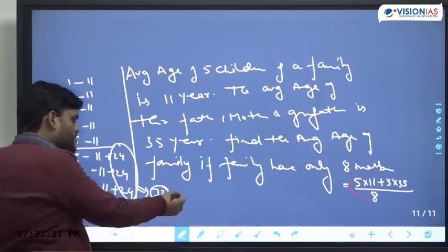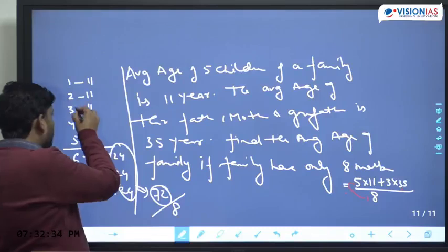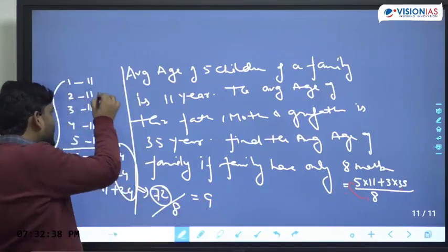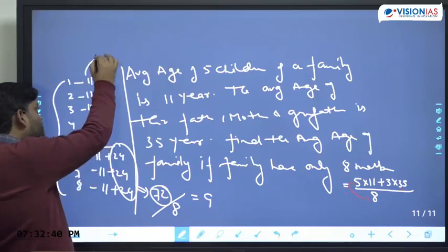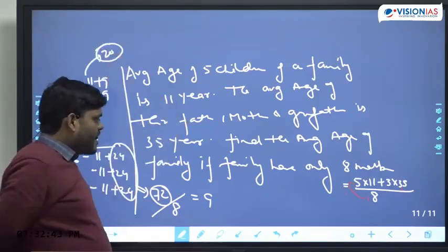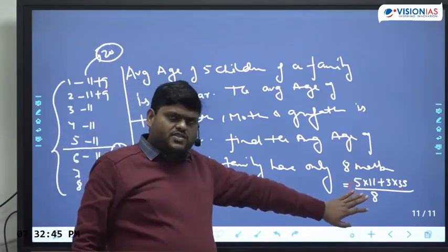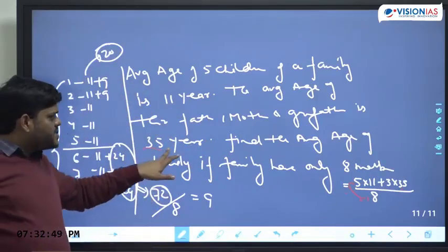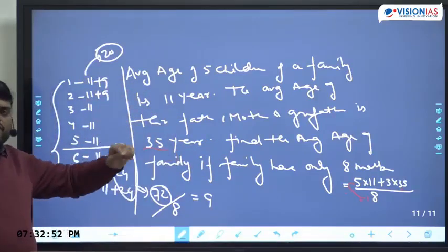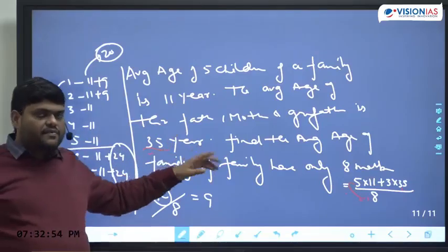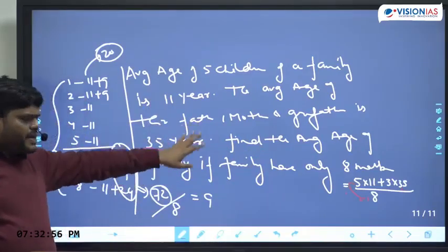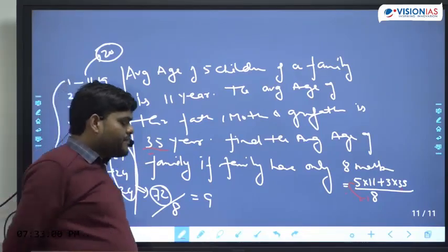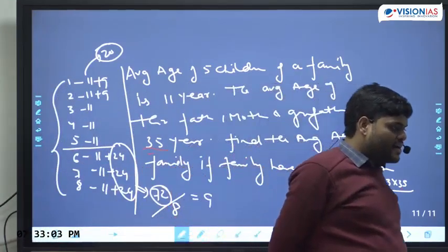Now what will happen to this 72? This 72 will be divided between 8 people. That means each will get 9 extra. If each gets 9 extra, what is the new average? New average is 20. You can do it mentally. 3 people with 35 means each comes with 24 extra, so 3 come with 72 extra. We simply divide by 8, add the value, and find the answer.